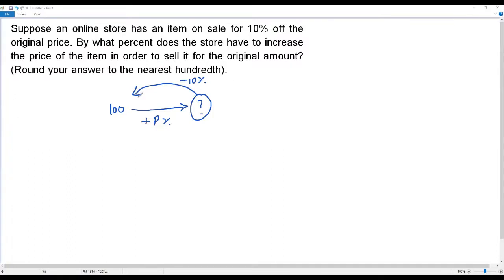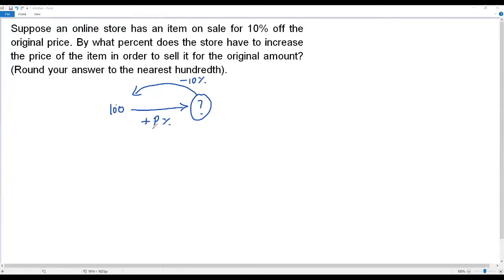So what the store actually wants is to make the customers happy. At the same time, the store wants to sell it at the original price. So for that, they increase the original price by some percentage, and then they give a discount on the increased price. So it comes to the original price. So the customers buy the product at the original price and they feel that they got a 10% discount. Now what we need to do is find the increased price, and also find by what percentage the store increases the original price $100.